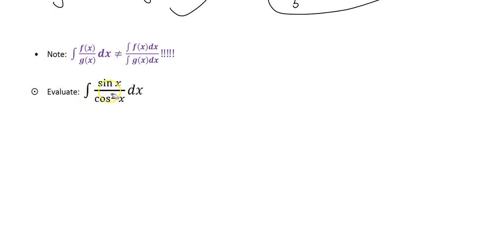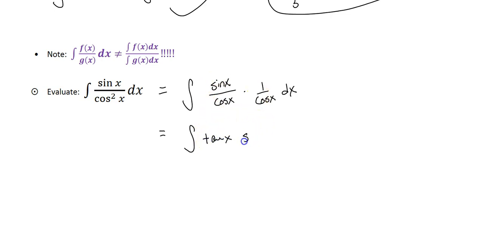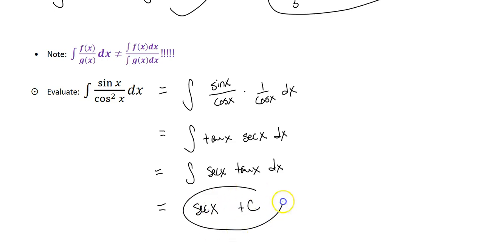But if you have a situation like this with trig functions, sine over cosine squared, we could go ahead and break this up into sine of x over cosine of x times 1 over cosine of x with respect to x. And the sine of x over cosine x is tangent x, and the 1 over cosine of x is secant of x. So this is going to be the integral of secant x tangent x. I'm just reversing it so it fits our form, which we know is secant of x plus a constant c.